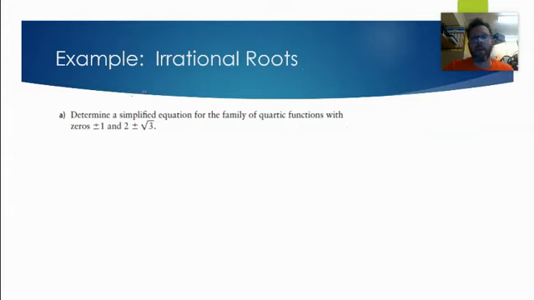So here we're actually going to find an equation for a family of quartic functions with some very specific zeros. So we have zeros at plus or minus 1, where the factors will be kind of obvious, x plus 1, x minus 1. But what kind of equation would give rise to roots of 2 plus root 3 and 2 minus root 3? Well, we're going to have a look.